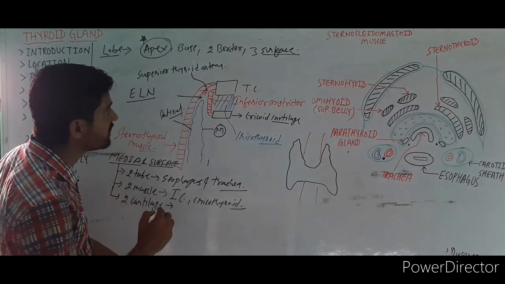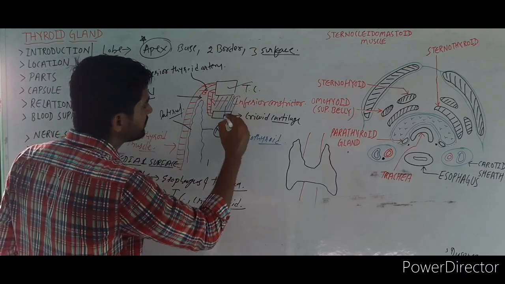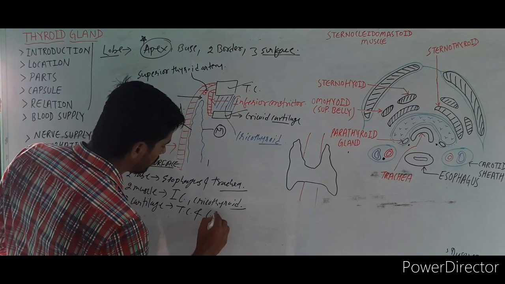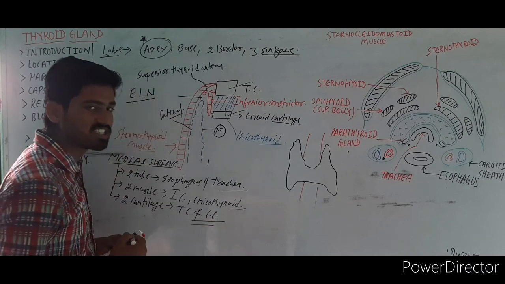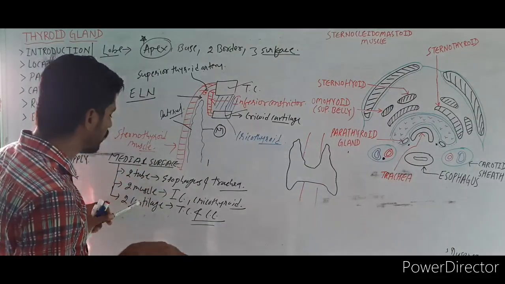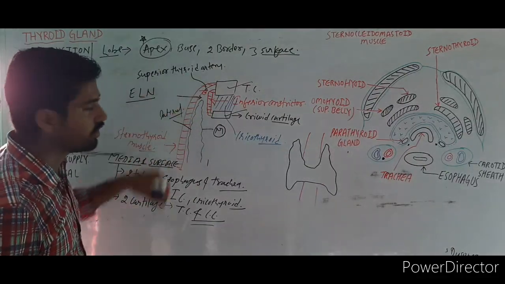Two cartilages, which cartilages? One is the thyroid cartilage and the second is the cricoid cartilage. So medial relation is very, very easy if you know it. Two tubes, two muscles and two cartilages. I'm writing from here only, right?